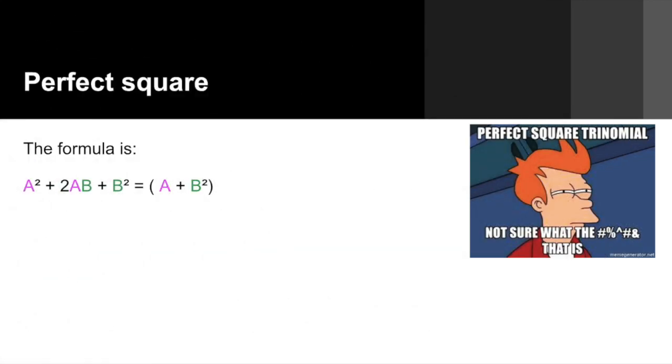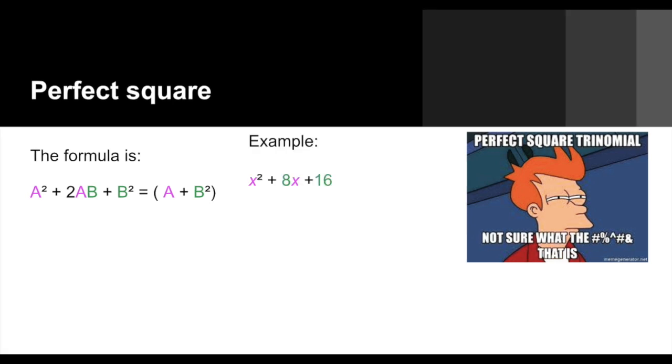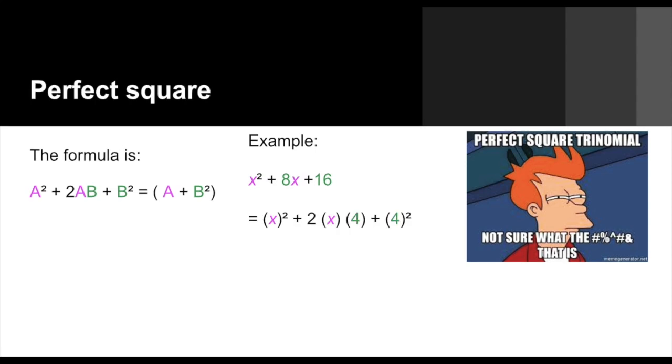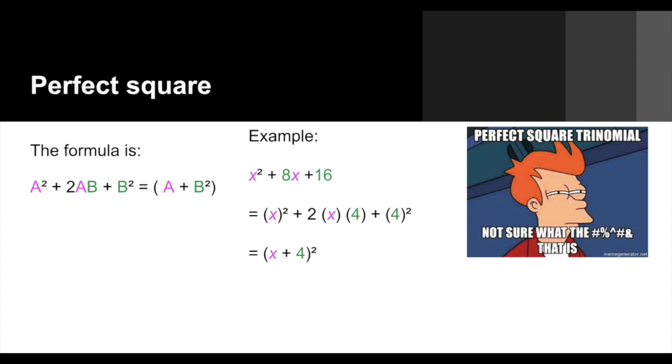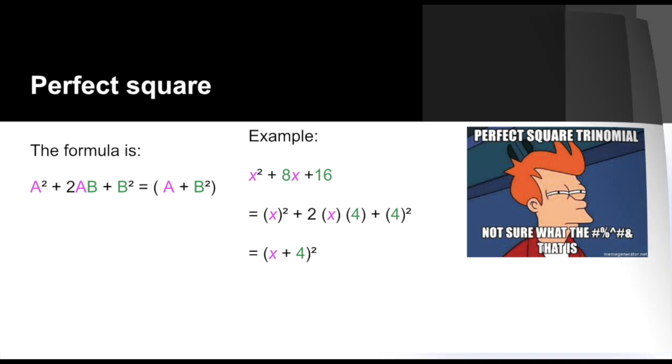The perfect square formula is a squared plus 2ab plus b squared equals a plus b squared. An example of a perfect square equation is x squared plus 8x plus 16. You then apply those numbers to the formula, which ends up equaling x squared plus 2x times 4 plus 4 squared. You then simplify that to get the answer x plus 4 squared.